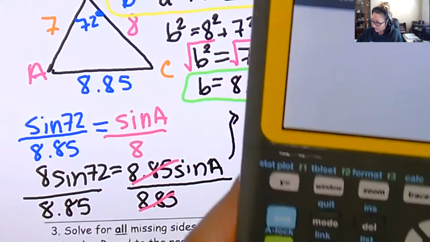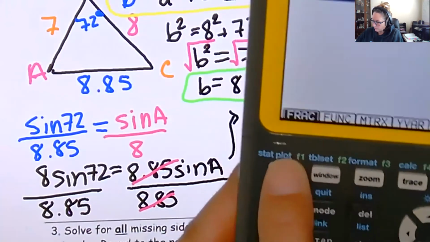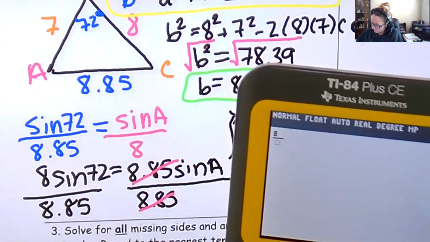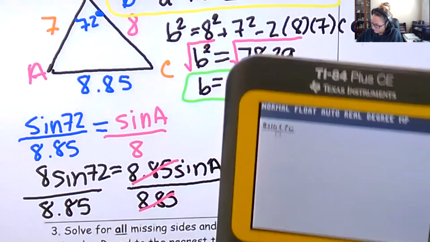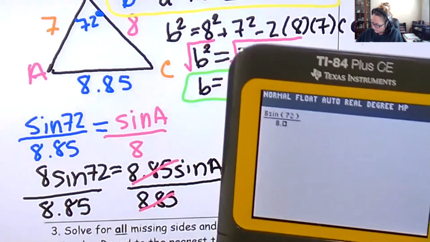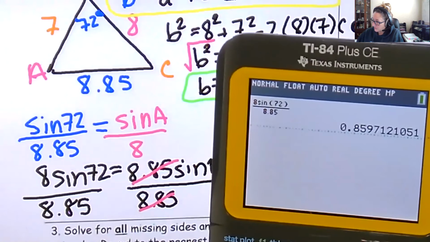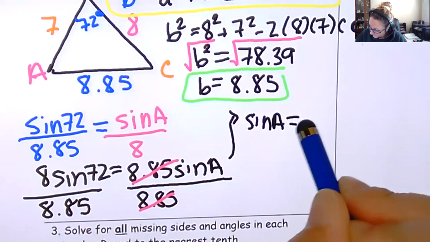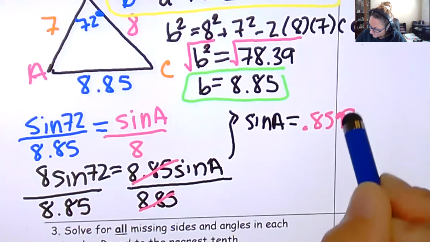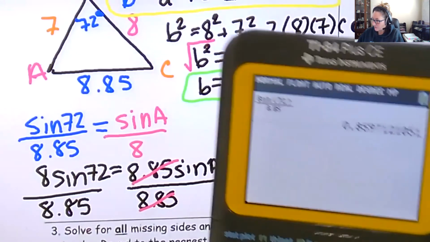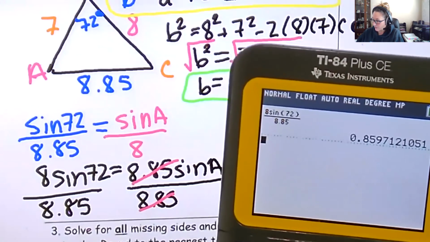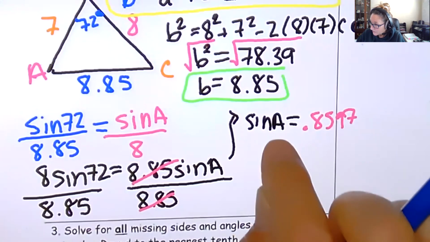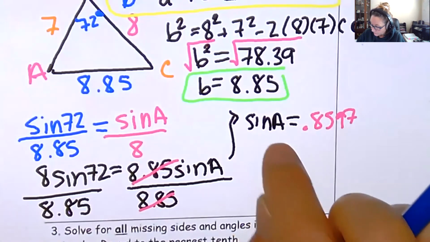I'm going to do alpha y equals, so I just have it as a fraction. And then I can just type on the top. So that's going to be 8 sine of 72 over 8.85. Okay, so that's what I get. I get 0.8597. I am going to now have to do the inverse of this. Why? Because this is my angle that I need to find. So anytime it's an angle, I need to do the inverse.